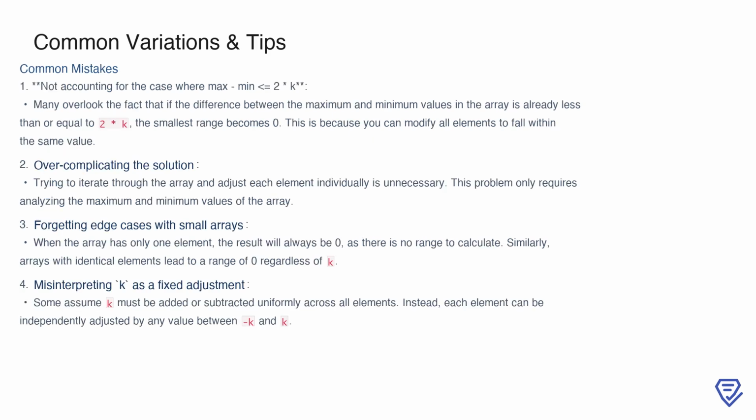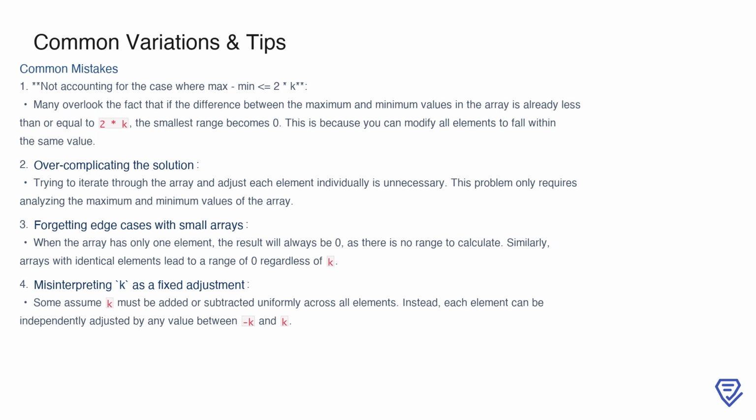When tackling this problem, there are several common mistakes to watch out for. First, some people miss the scenario where the difference between the maximum and minimum values is already less than or equal to 2 times k. In this case, the smallest range is 0 because you can adjust all elements to the same value.